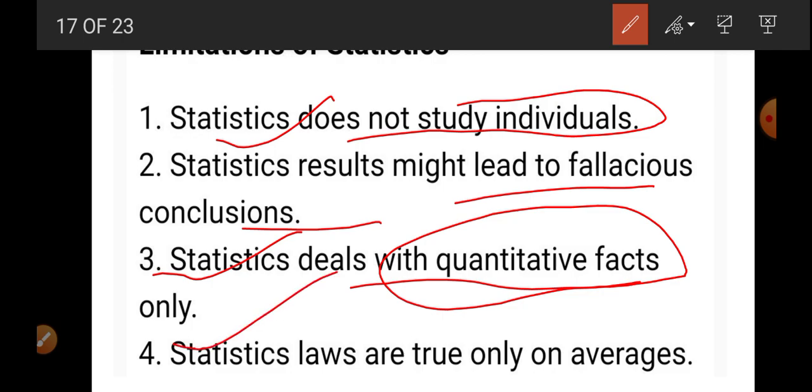Statistical laws are true only on average. You never apply it to a particular person. Like if I calculate the average and say that 50.5 students are present, what does 0.5 mean? Half. So it is a laughable conclusion. It is always fixed on aggregates. If I say that per capita income of India is 20,000, it does not mean that every Indian is getting 20,000.